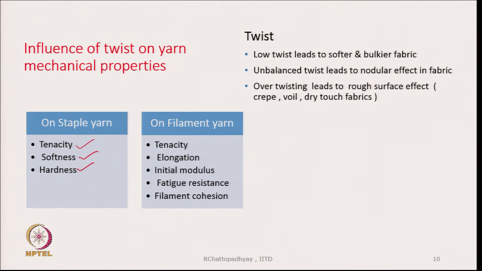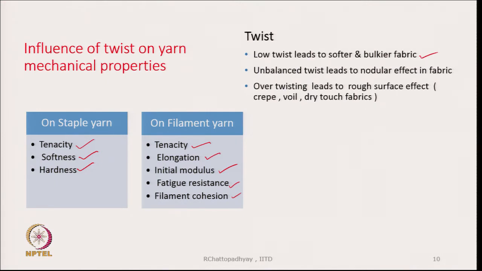Softness, hardness, and tenacity are all going to be affected by twist, and in filament yarn it is going to affect the tenacity, elongation, modulus, fatigue resistance, and filament cohesion. So many aspects will be affected by twist. Generally, low twist leads to softer and bulkier yarn, and therefore, softer and bulkier fabric. Unbalanced twist leads to a nodular effect in fabric. So, fabric appearance may get affected if the twist is not balanced.